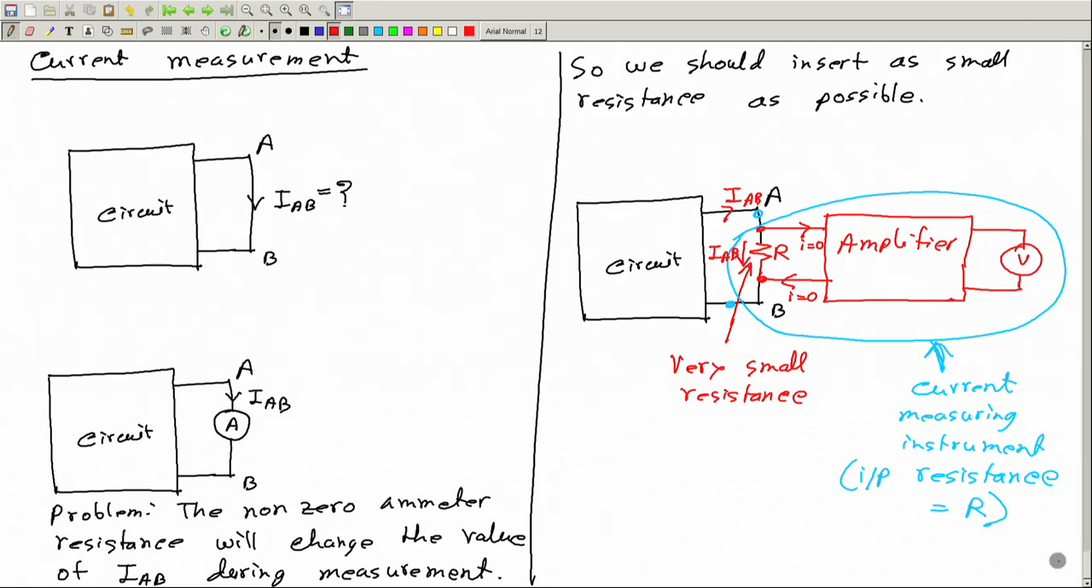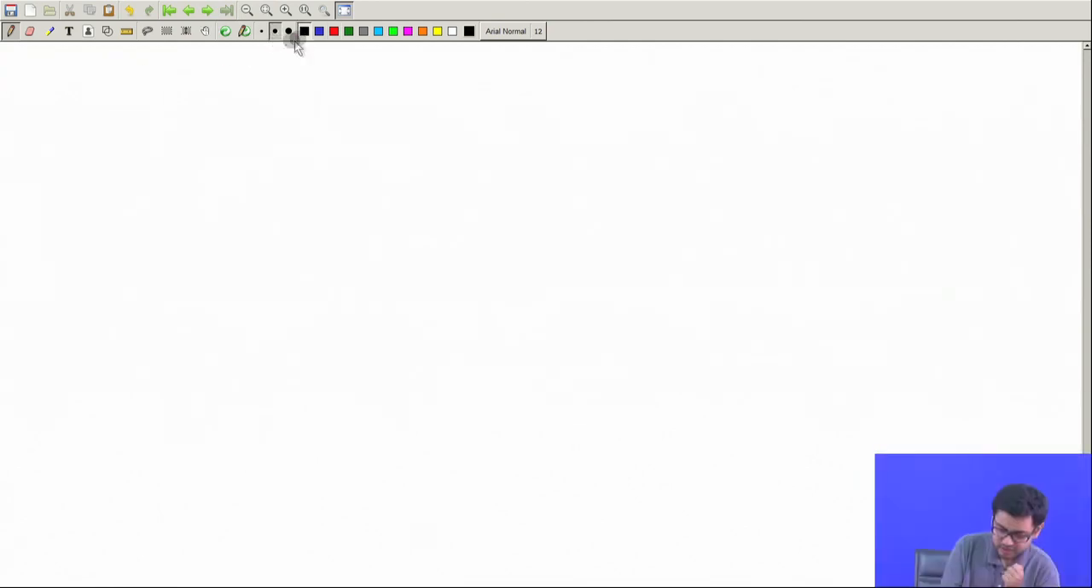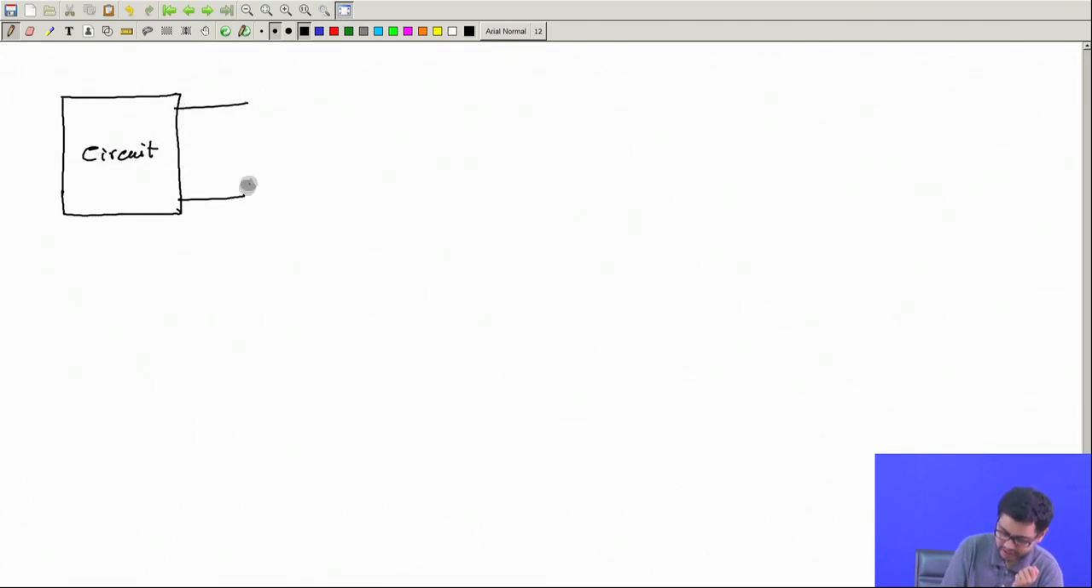Okay? So now let us draw maybe a circuit. So we shall draw an op amp based circuit. So this is the circuit that we want to measure or probe. So this current which flows through this branch AB, call it IAB. We want to measure the value of IAB. And here we have a small resistance inserted, call it R.